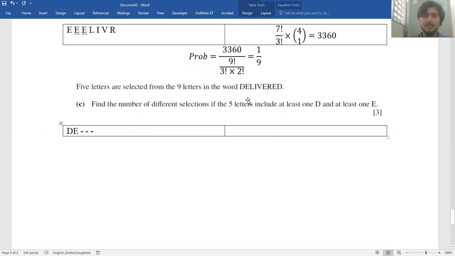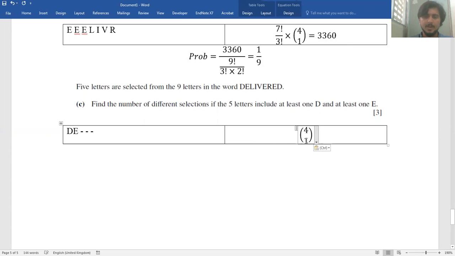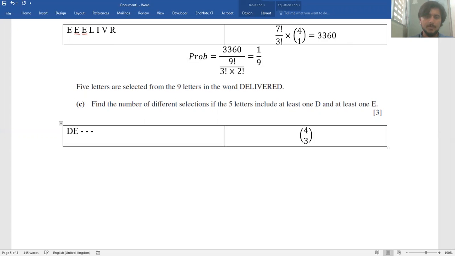Now, how many options do we have for the remaining? Remember, we are not counting D and E now. So if we take out the 3 E's and the 2 D's, we are left with 4. Out of the 4, we need to select 3, so this will be 4C3. Then we'll increase their numbers one by one. I'll say 2 D's and 1 E, and then any remaining 2. So we'll use 4C2 as well.